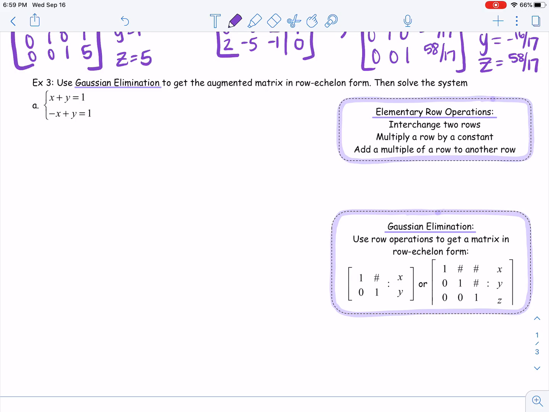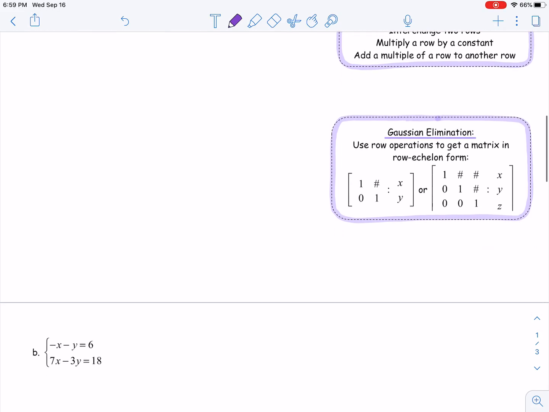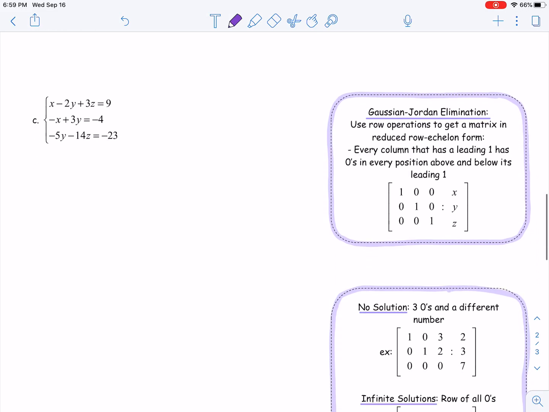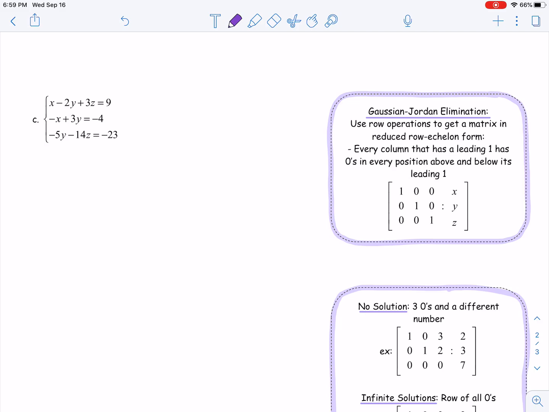Now we have two processes. One of them is Gaussian elimination. So Gaussian elimination, it says we use row operations to get a matrix in row echelon form, not reduced row echelon form, but just row echelon form. So take a second there and look at the difference of this one down here, which is Gauss-Jordan, or sometimes we just call it Gauss-Jordan for short. And it says we're using those row operations to get a matrix in reduced row echelon form. So that's what we were talking about earlier.